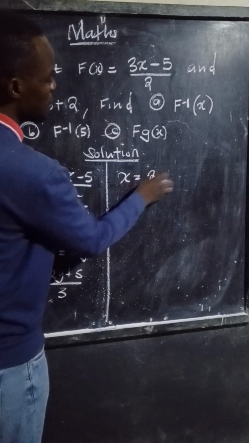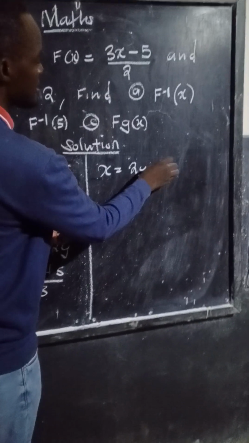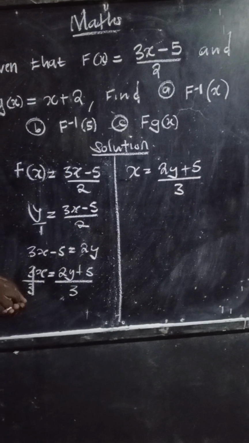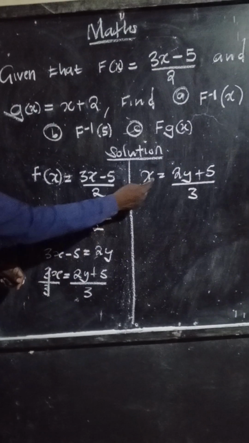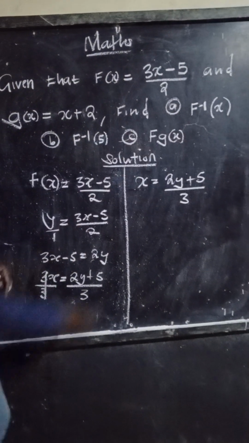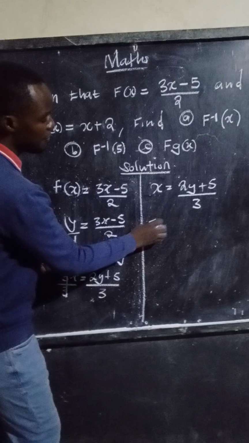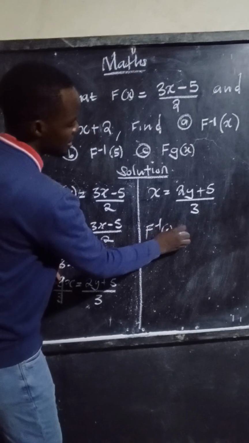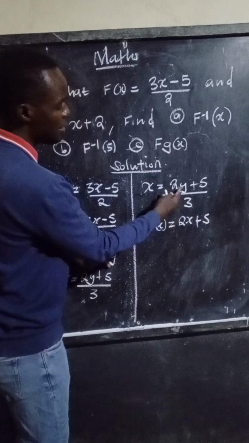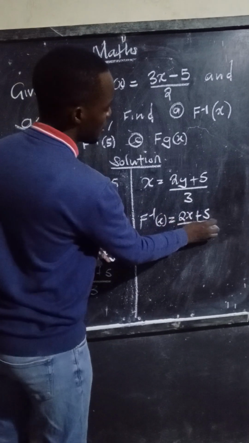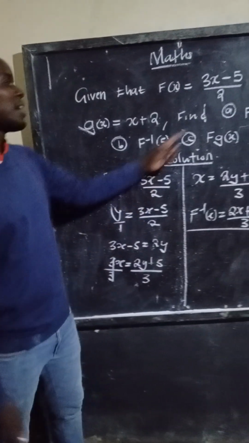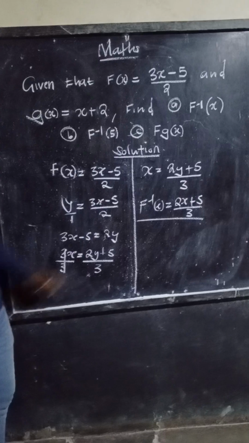equals 2y plus 5 over 3. So now after doing that, we have accomplished making x the subject of the formula. Then you get what you are asked to find. You substitute there, f inverse of x is equal to 2x plus 5 over 3, where there was y, I've substituted with x. So this is the inverse of this function, which is f of x there.